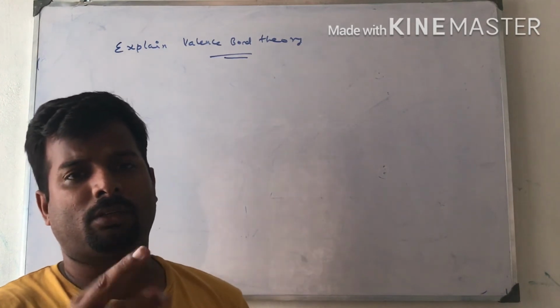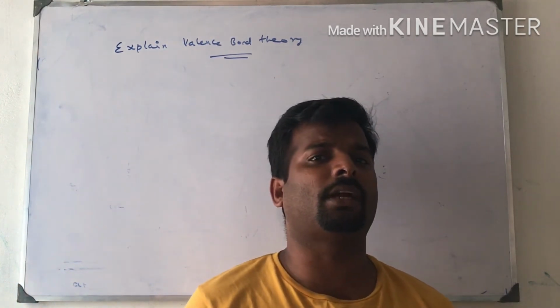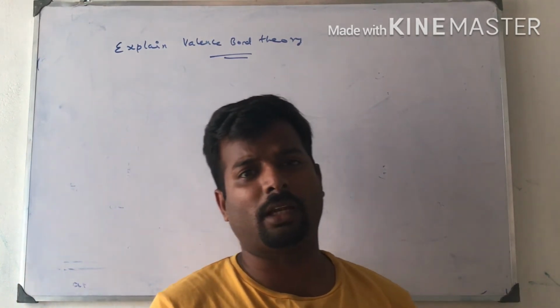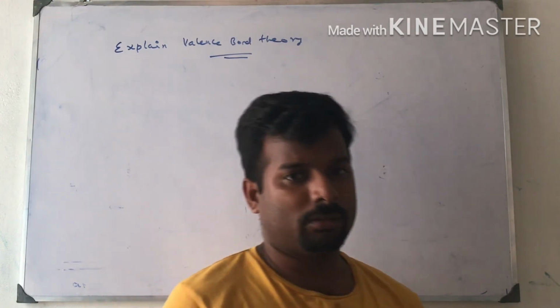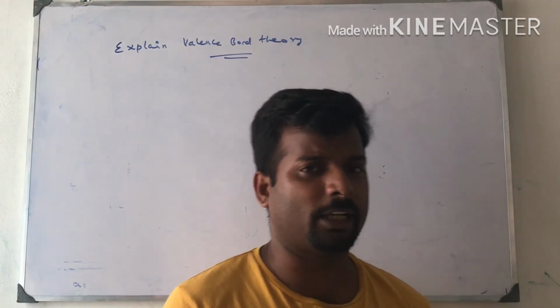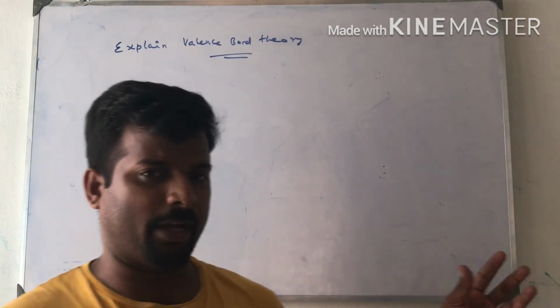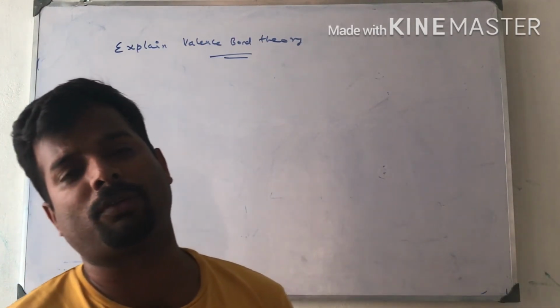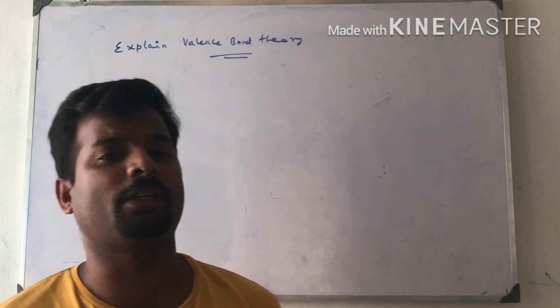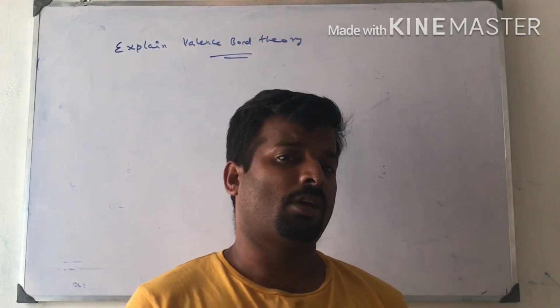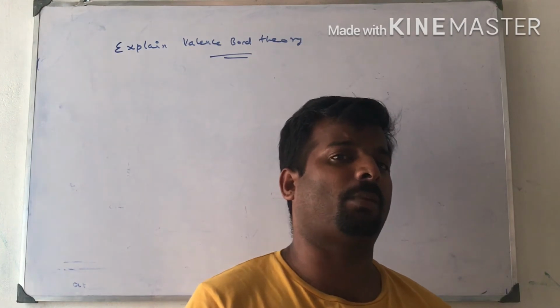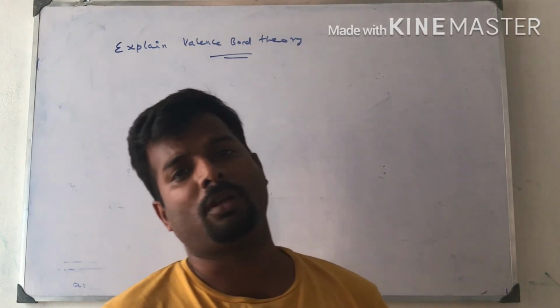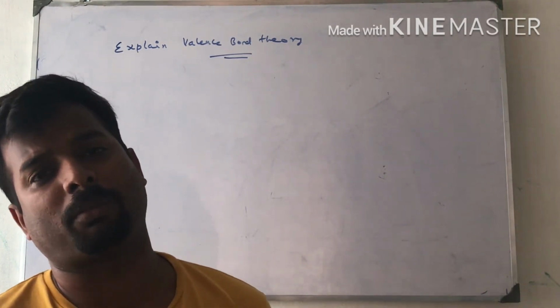Suppose A and B are two hydrogen atoms having their electrons EA and EB, and their nuclei HA and HB. They are a fair distance from each other. There is no attractive or repulsive force between them. Suppose they come close to each other, then they start with attractive and repulsive forces. What do you mean by attractive force and repulsive force?